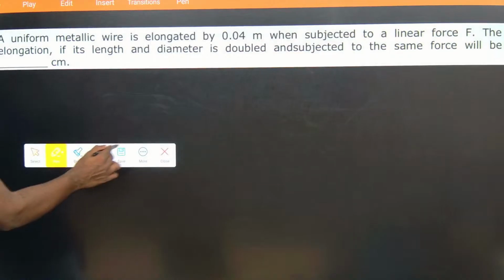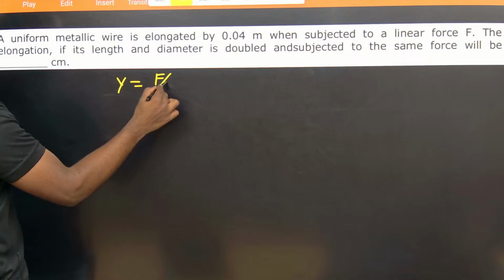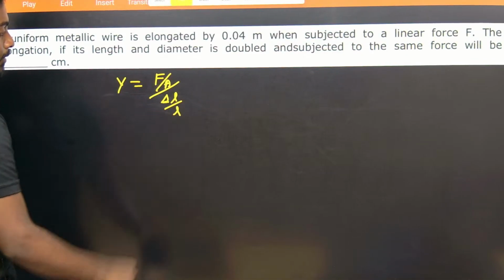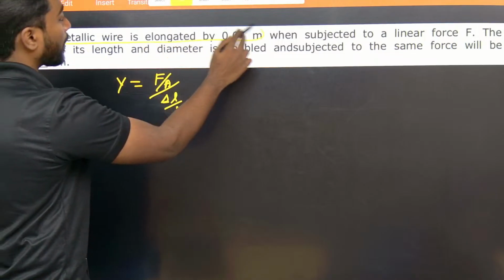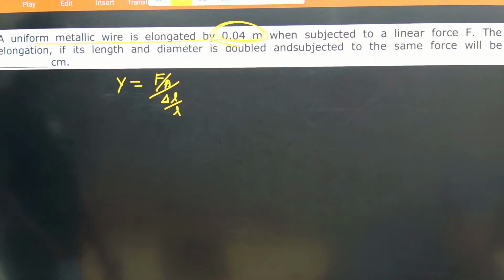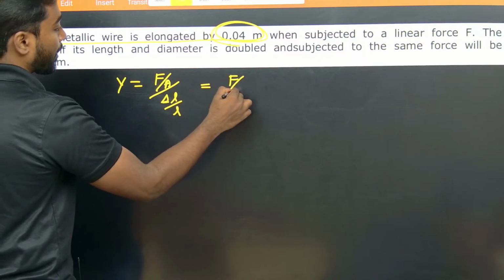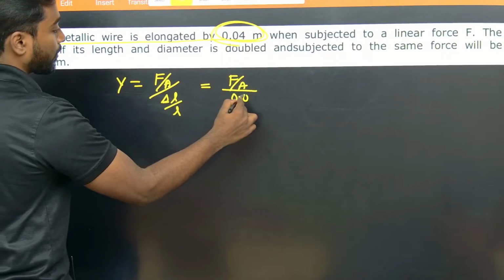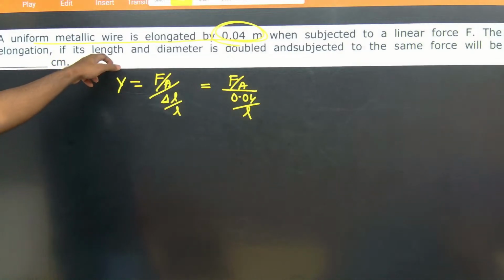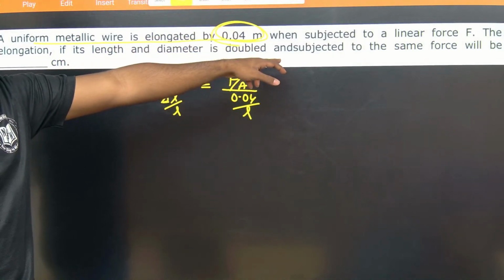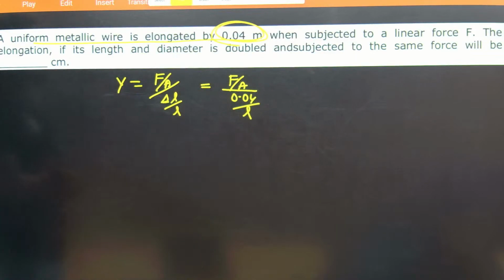Young's modulus. So Young's modulus will be equal to stress by strain, so force by area divided by delta L by L, right? So in this, what they told, the uniform metallic wire elongated 0.04, okay? So I can write F by A divided by 0.04 by L, this is one thing. And the second thing they told, if its length and diameter are doubled and subjected to the same force, will be.